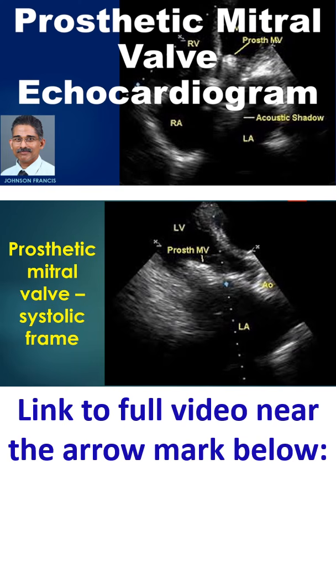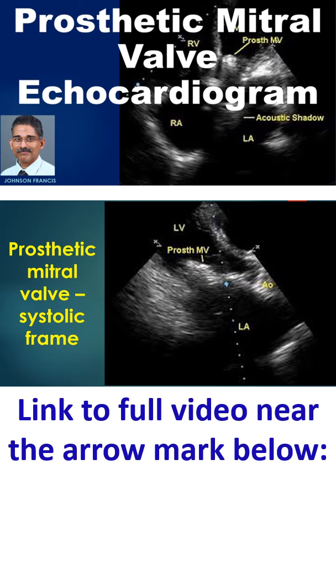Echocardiogram of a prosthetic mitral valve in parasternal long axis view, showing the valve in the closed position and the aortic valve in the open position. The metallic component of the prosthetic valve produces dense echoes. The left atrium is dilated, possibly a sequela of the old lesion for which the mitral valve was replaced.